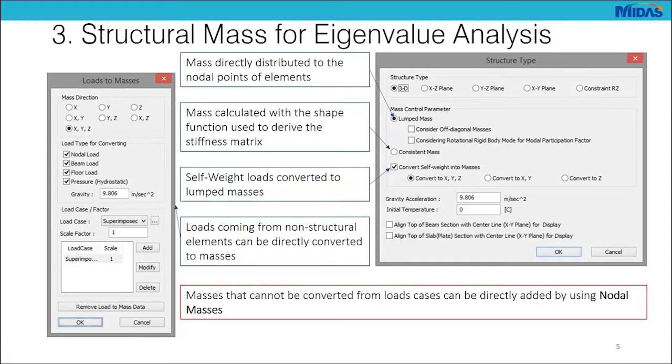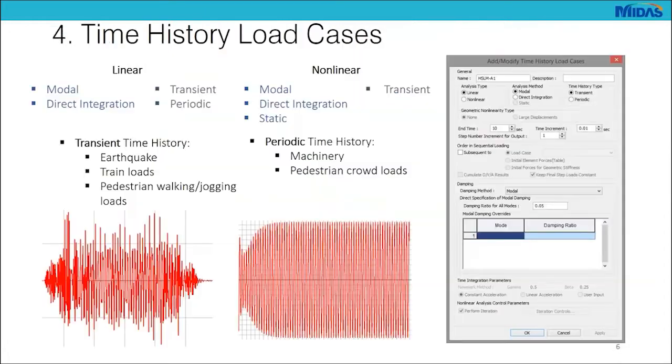Now, after setting up the eigenvalue analysis and adding the masses, we can continue with defining the time history load cases. Within one model in MIDAS, we can run several time history load cases, considering different train speeds or different types of time history analysis. Now, we support both linear and nonlinear analysis. For linear analysis, we can use as an analysis method modal analysis and direct integration. And as a time history type, we can choose either transient or periodic. Whereas for the nonlinear time history analysis, we can use modal, direct integration, and static, but only a transient time history type.